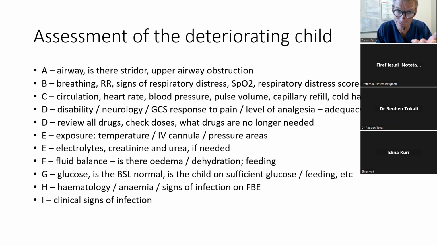E for electrolytes, creatinine and urea, if you need to check those things. F for fluid balance. We see many children deteriorating because of edema or because they're still dehydrated or they're in shock. You assess those things. G for glucose. Many children deteriorate because of hypoglycemia, so check if the child's on sufficient glucose, whether they're feeding adequately. H for hematology or signs of infection or anemia. So there's a way you can think about all of these things if you go through an alphabetical list of things. So that's all I want to say today.